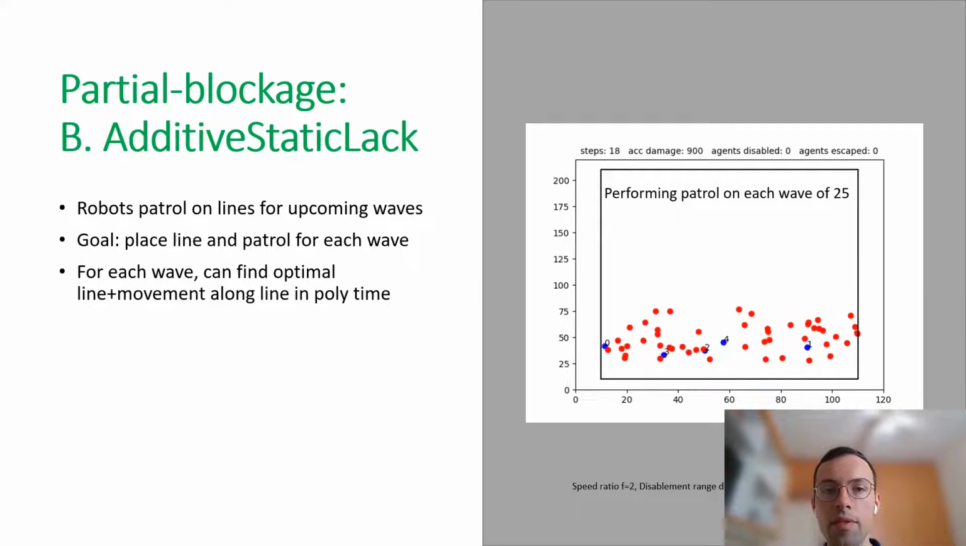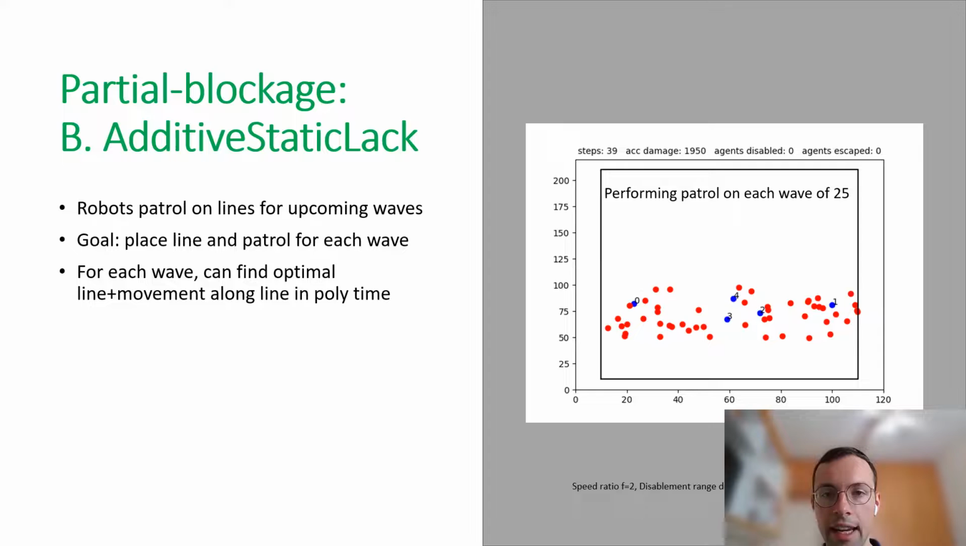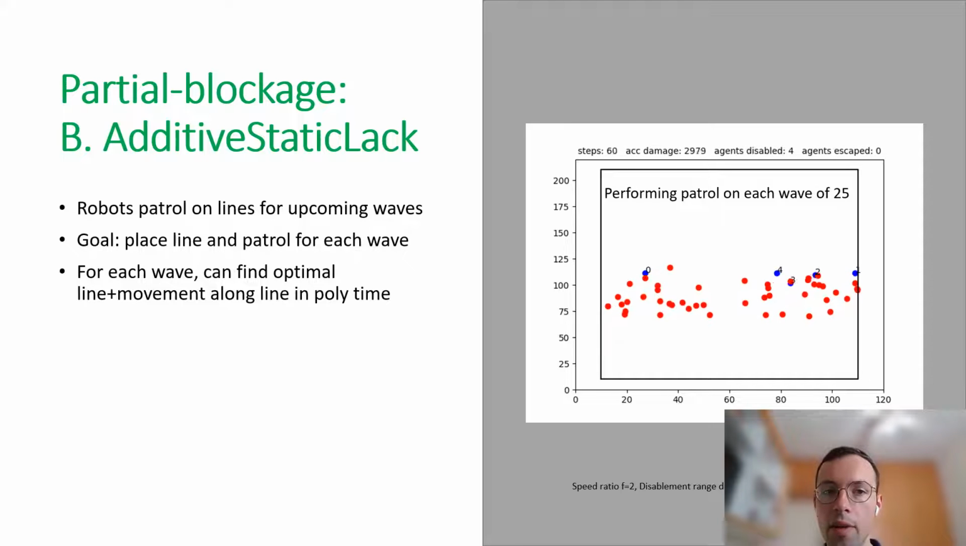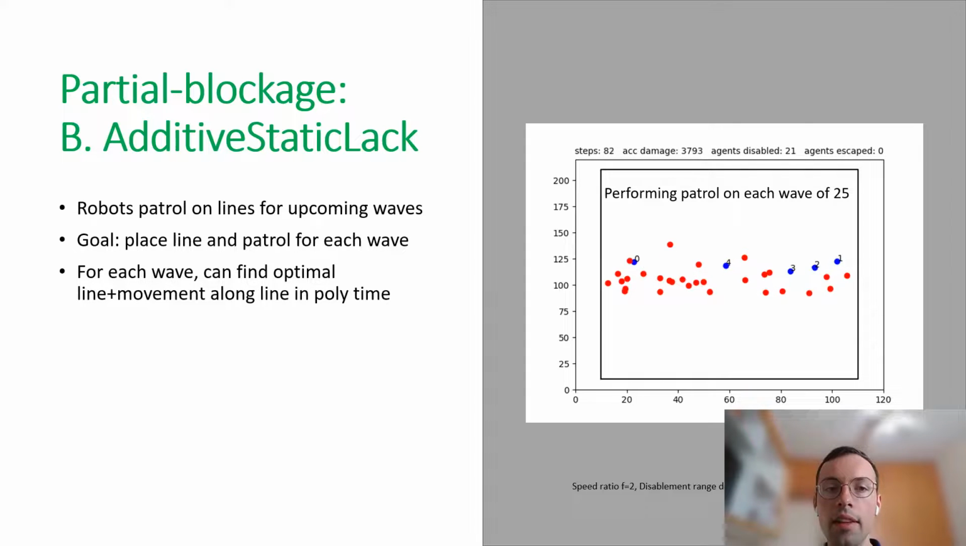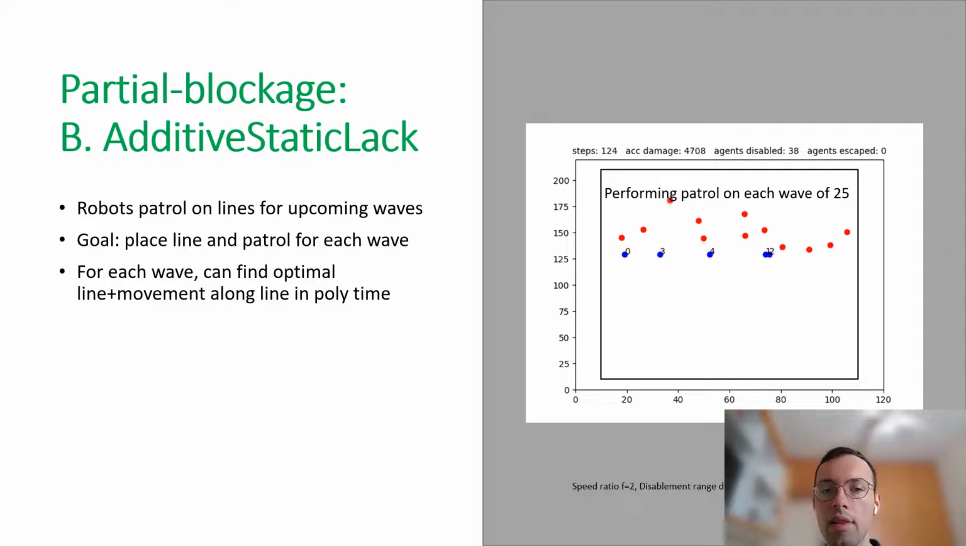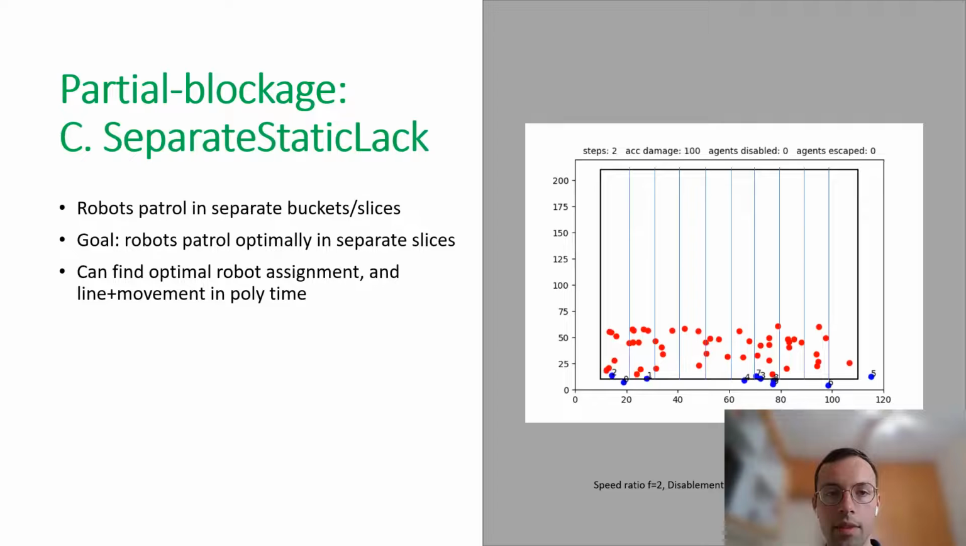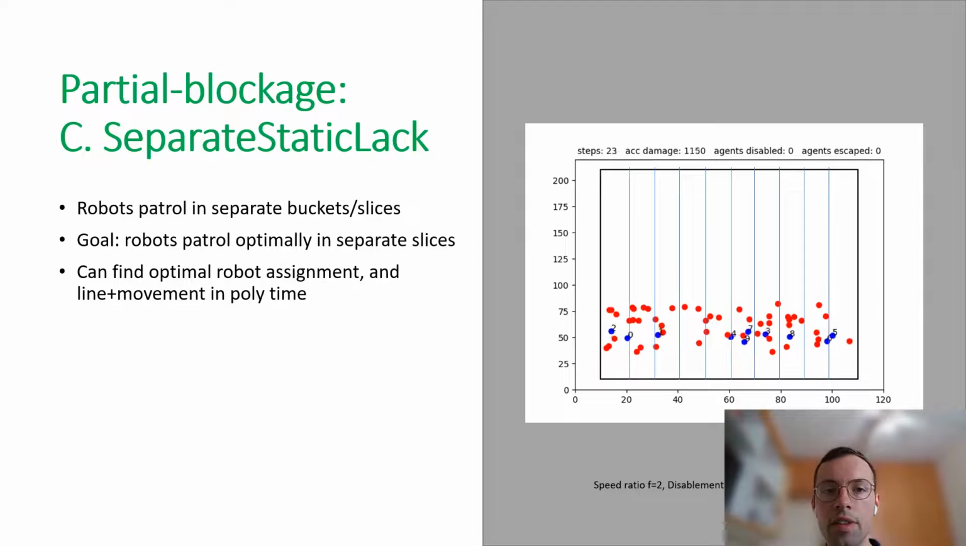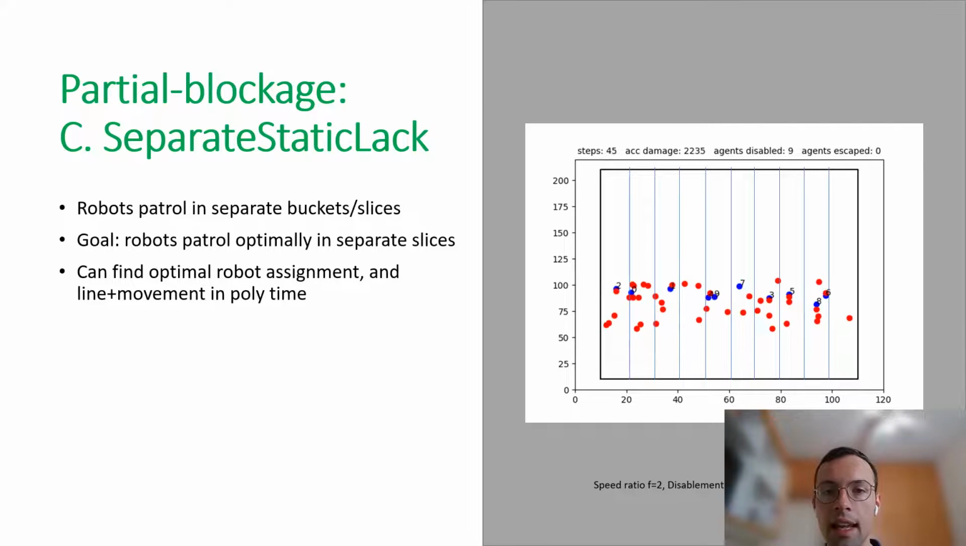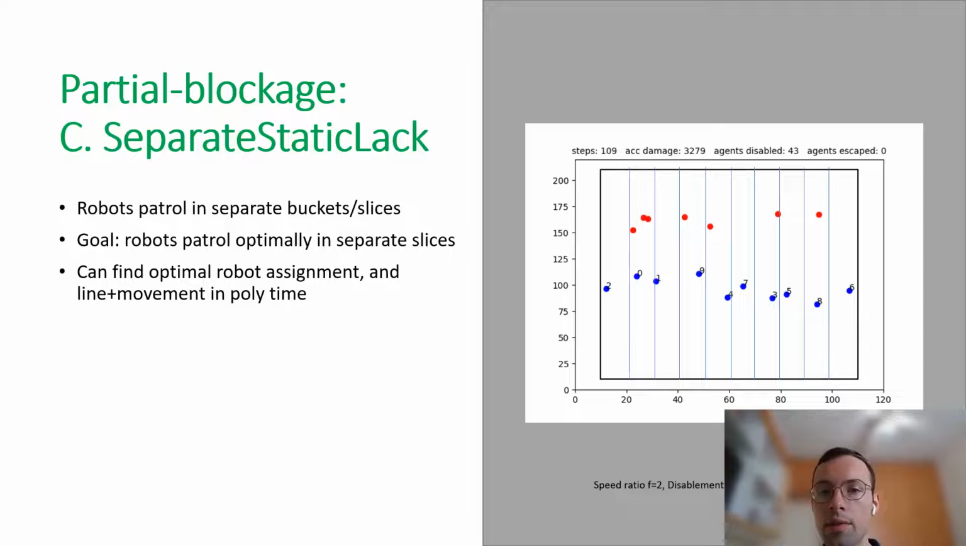A variant of the previous algorithm is additive static lag, in which we apply static line lag on upcoming waves of agents. Practically, this algorithm achieves relatively good results, even relative to the original static line lag. Another version is separate static lag, in which we apply static line lag in separate packets, similar to the idea of separate traveling. The performance of this algorithm is relatively good, but its computation time is greater than the previous.